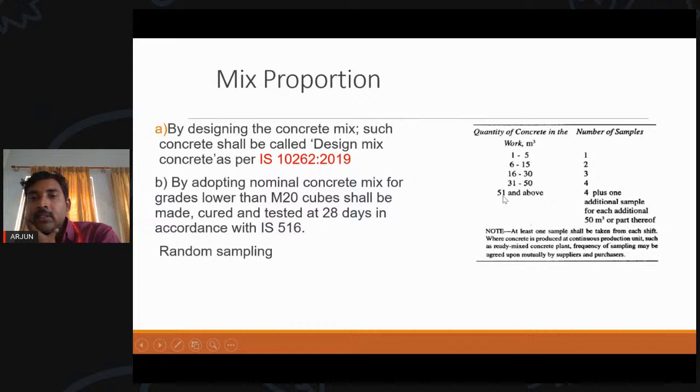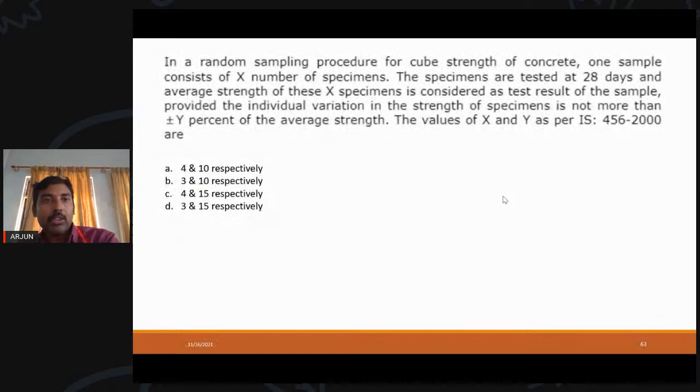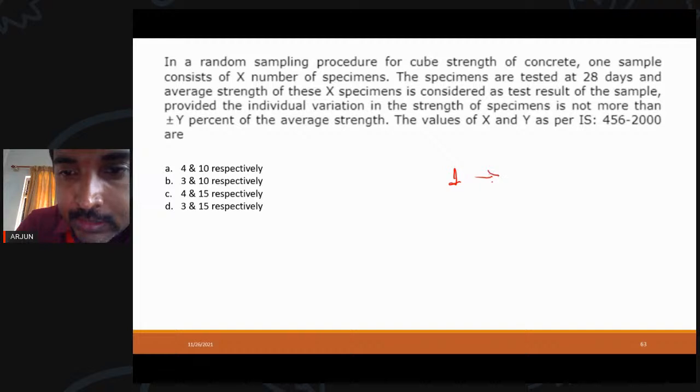One sample consists of three specimens. Each sample should consist of 3 specimens, and the variation allowed from specimen to specimen is around 15%. Based on that they have given one question in, I think, GATE 2005 or 2003. They mentioned that in a random sampling procedure for cube strength of concrete, one sample consists of X number of specimens.